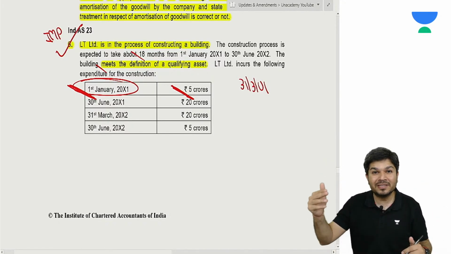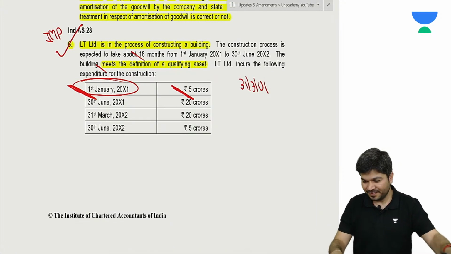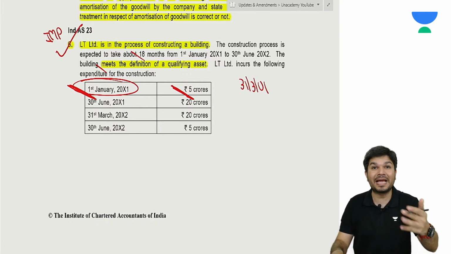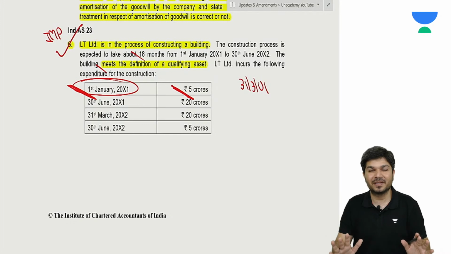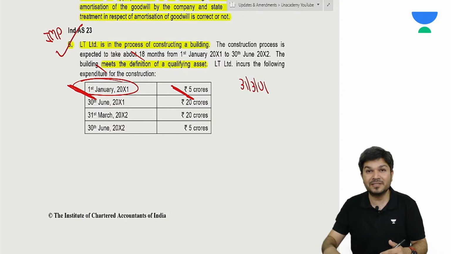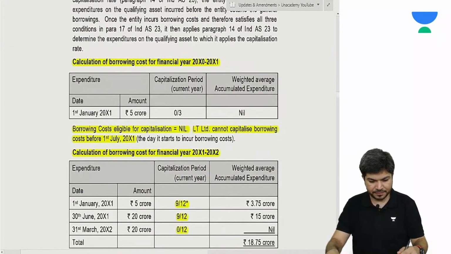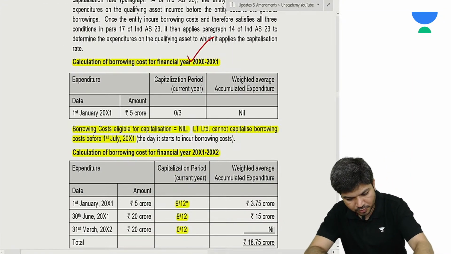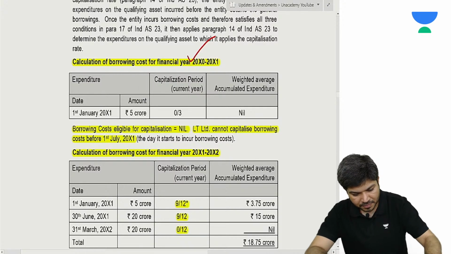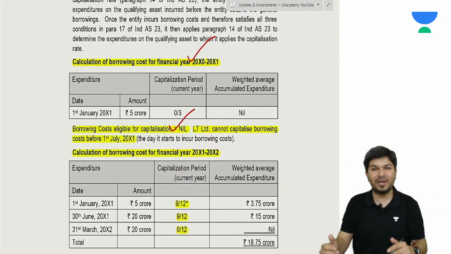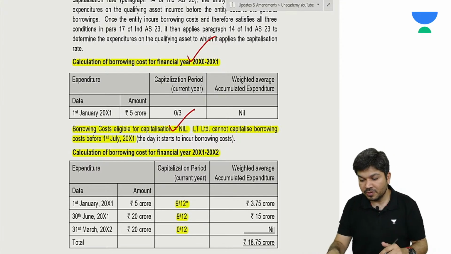Now tell me, what was not there till 31st March 1? Sir, borrowing cost only was not there. So is there anything to be capitalized? I spent 5 CR for construction of building, but borrowing cost is not there. Is there any capitalization to be done? No. So no capitalization. I go to solution, pay attention. So 2000, 2001, borrowing cost eligible for capitalization is nil. You cannot capitalize anything before 1st July. 1st July tak borrowing hi nahi hai. You don't have a borrowing only, so nothing.